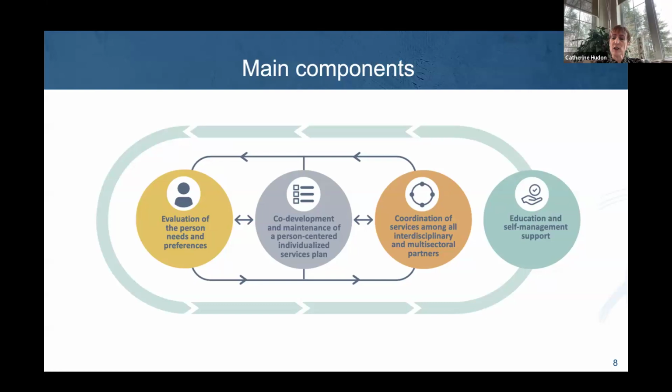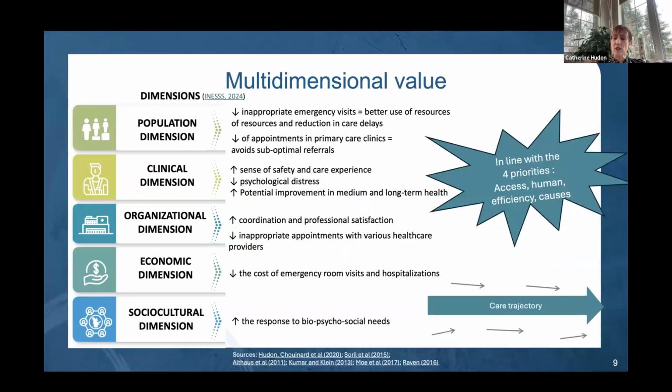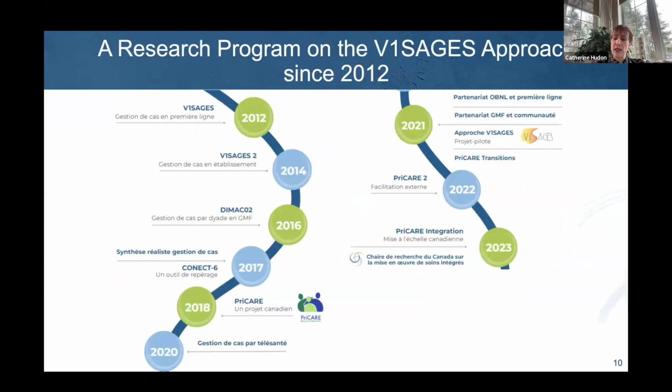The four main components of the approach include assessment of the person's needs and priorities, development of an individualized service plan based on the person's priorities in conjunction with health and social services and community network partners, coordination of services and assistance with navigation, and support for self-management. The Visage approach can improve the 5 outcomes of the quintuple aim. We have been developing, evaluating through several research projects, and improving the Visage approach since 2012.